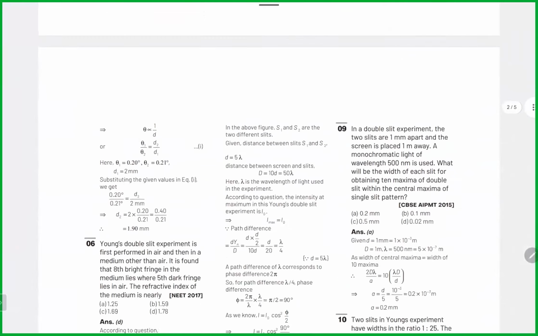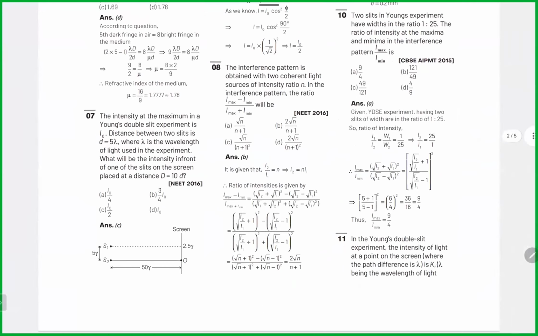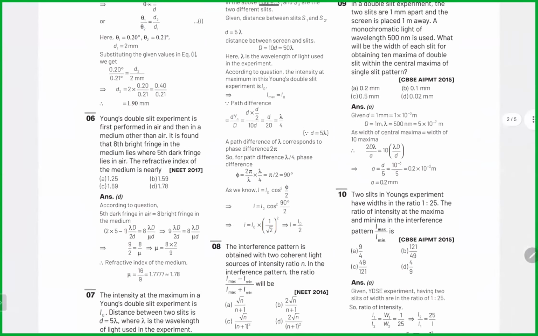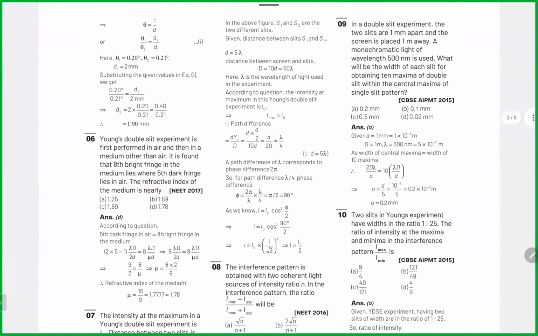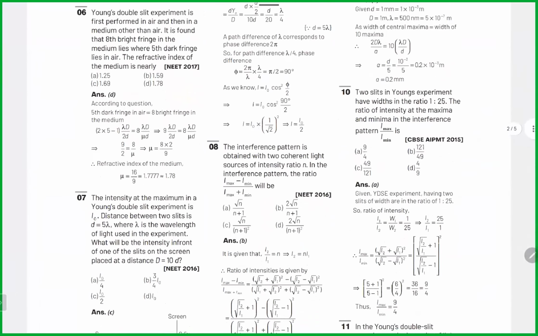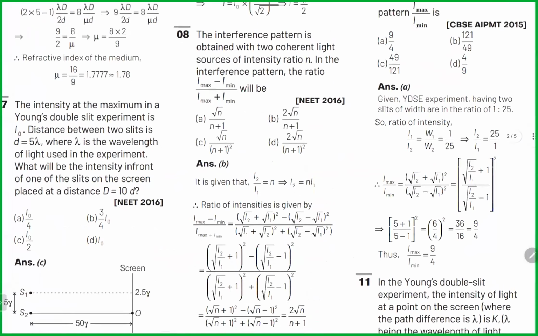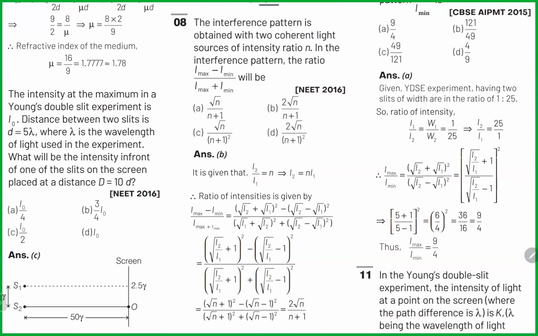YDSE, Young's double slit experiment. Here you are taking the same ratio. Interference pattern obtained from two coherent light sources. Two coherent light sources means light sources that have exactly the same wavelength, same frequency, everything is the same, identical. And their ratio is n. You have to calculate this value. It means everything you have to convert in the form of intensity.